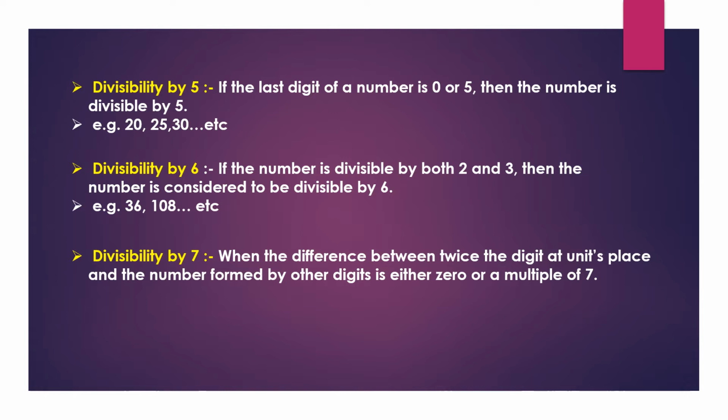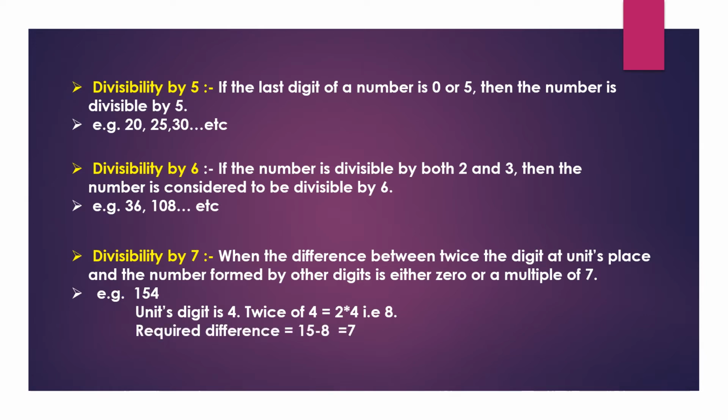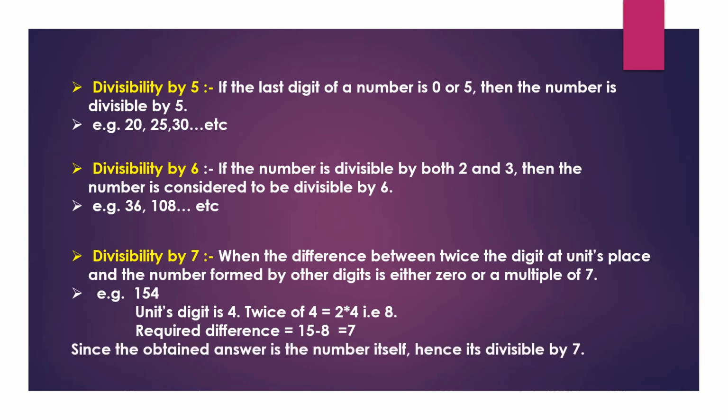Now, divisibility by 7. When the difference between twice the digit at units place and the number formed by the other digits is either 0 or a multiple of 7. Let's take an example, the number 154. Units digit is 4 and twice of 4 is 8. Required difference will be 15 minus 8, that is equal to 7. Since the obtained answer is a multiple of 7, hence it's divisible by 7.